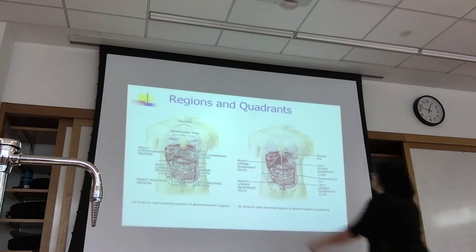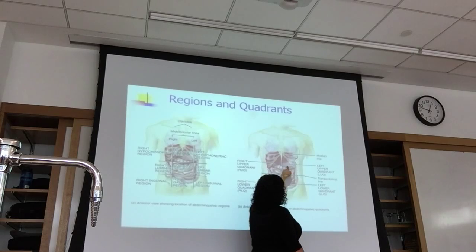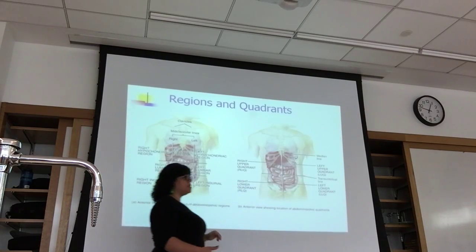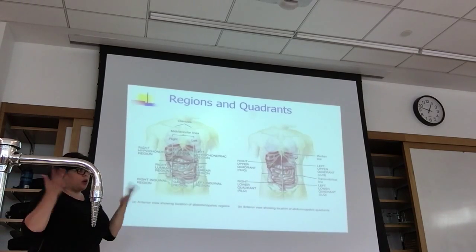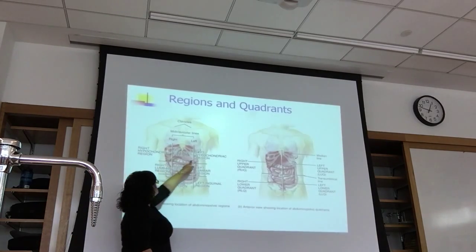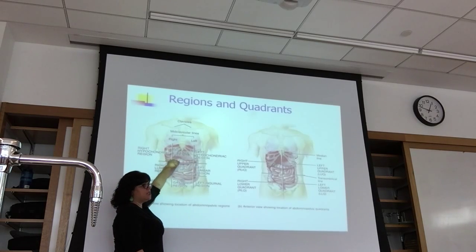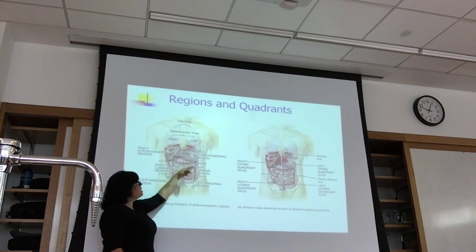Transverse colon? Yeah, the transverse colon is right here. It's part of the large intestine. It's both in the right and left upper quadrants. And the transverse colon here is in all 3 of these top regions: right hypochondriac, left hypochondriac, and epigastric region. Straight across the top.